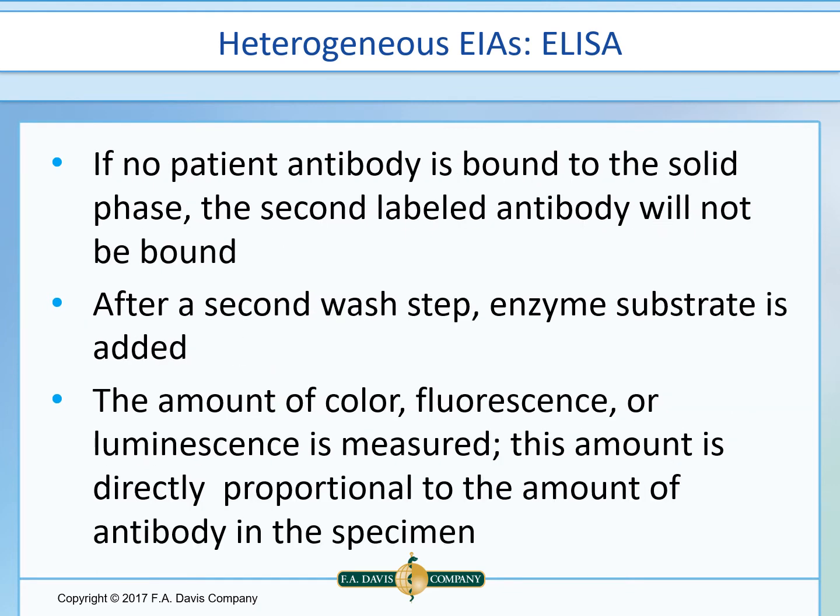If no patient antibody is bound to the solid phase, the second labeled antibody will not be bound, and after a second wash step, the enzyme substrate is added. With ELISA methods, the amount of color, fluorescence, or luminescence is measured using a detection device and is compared with the amount of a product according to a standard curve.